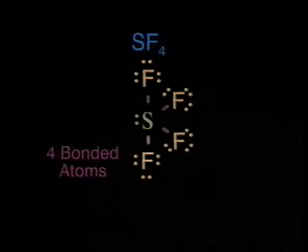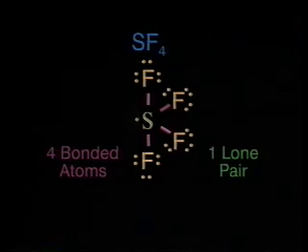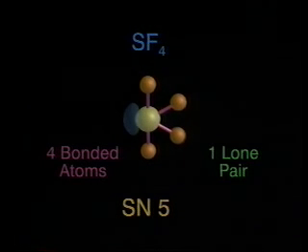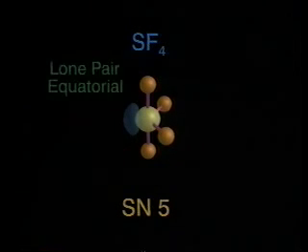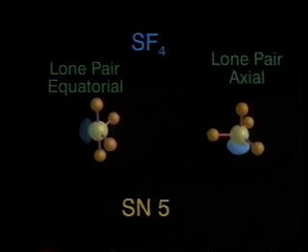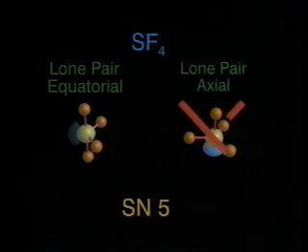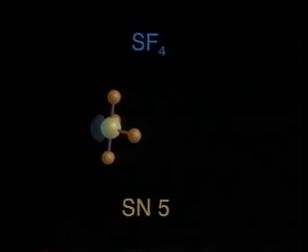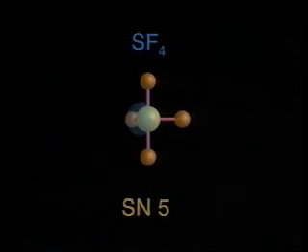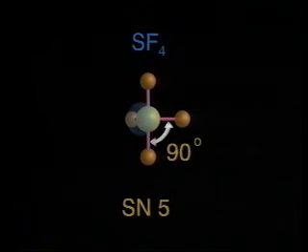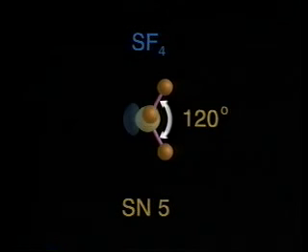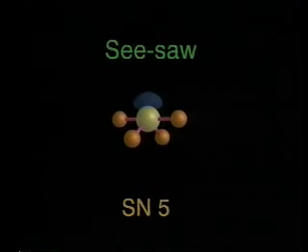SF4 has 10 electrons around the sulfur. The 4 bonded atoms and 1 lone pair produce a trigonal bipyramidal arrangement. The lone pair resides in the equatorial position, not the axial position. This produces 2 different bond angles in the molecule, one of 90 degrees and one of 120 degrees, to give the molecule a seesaw shape.